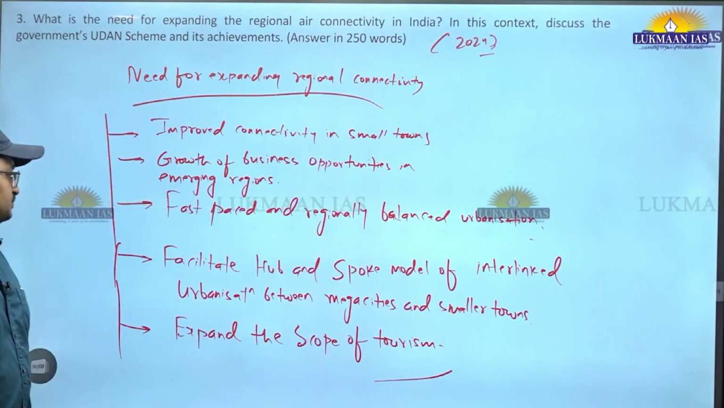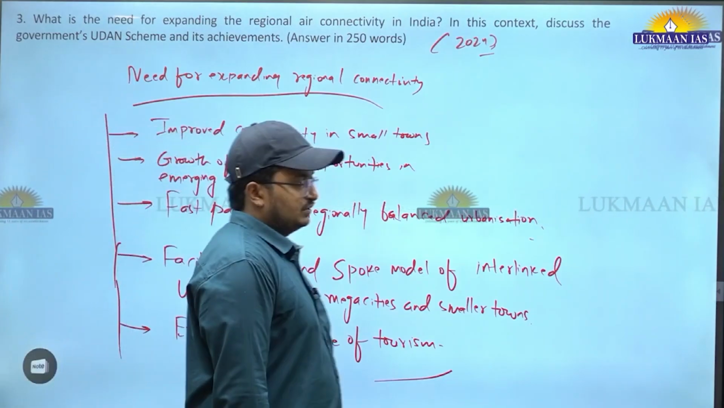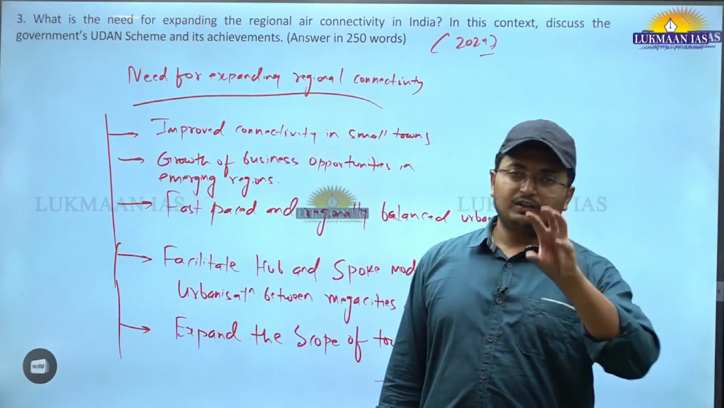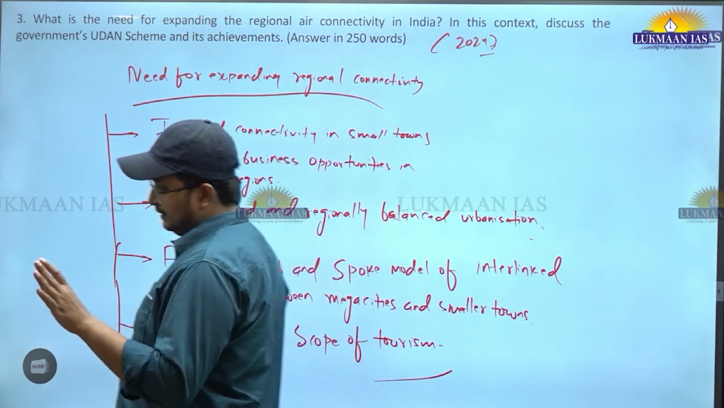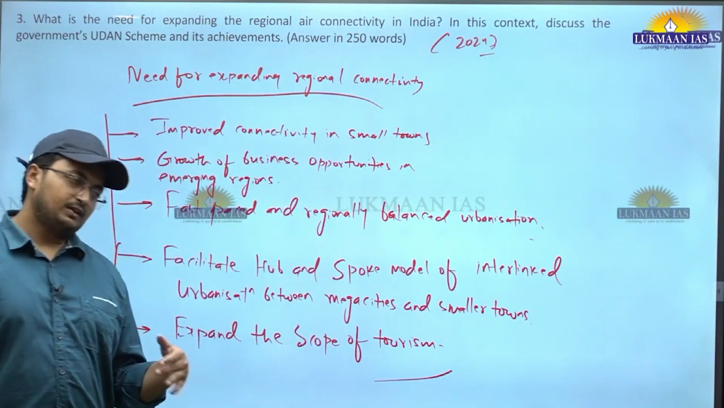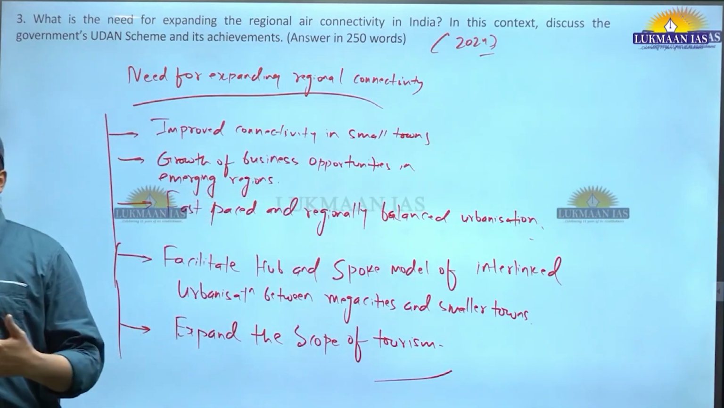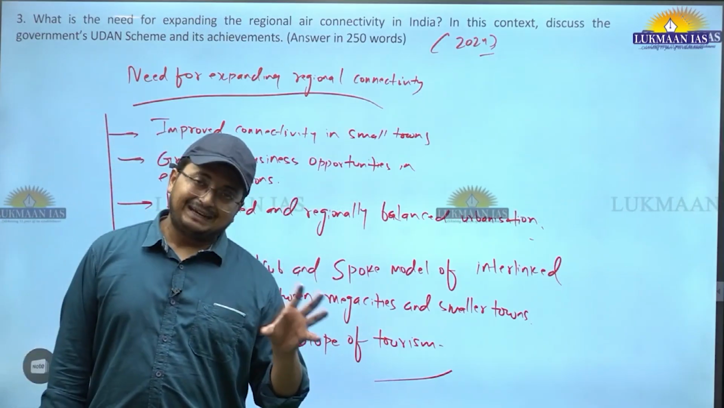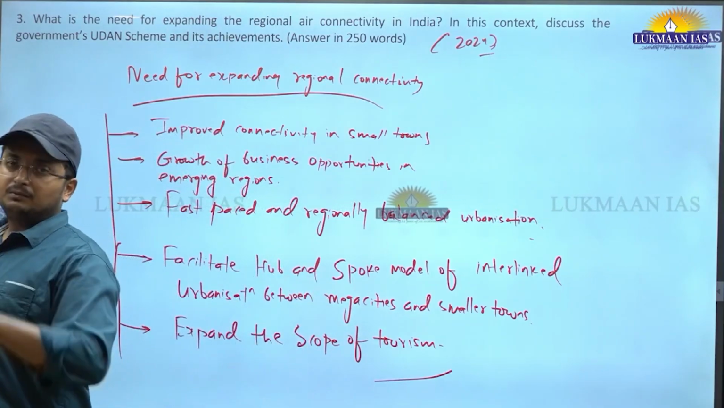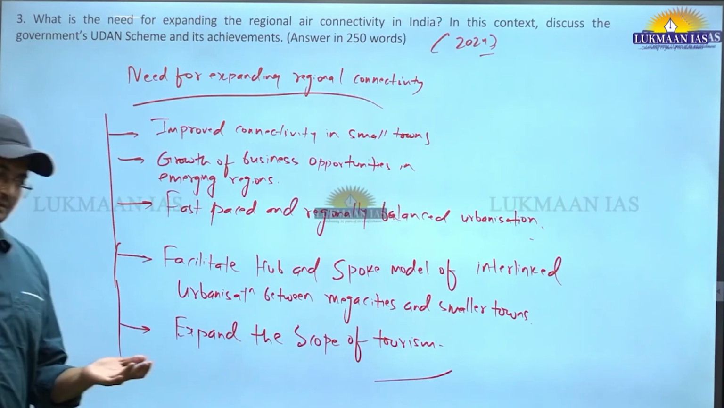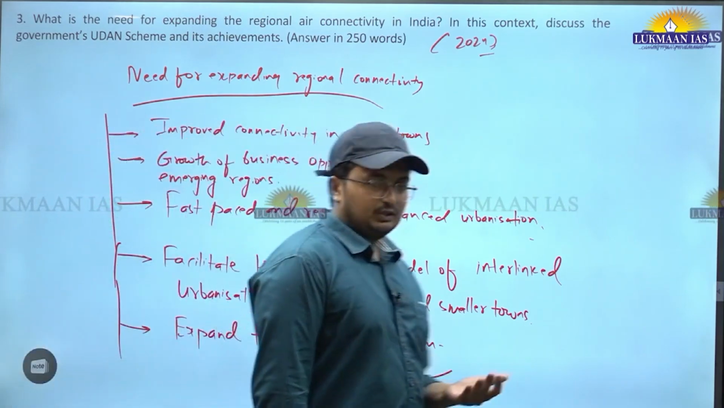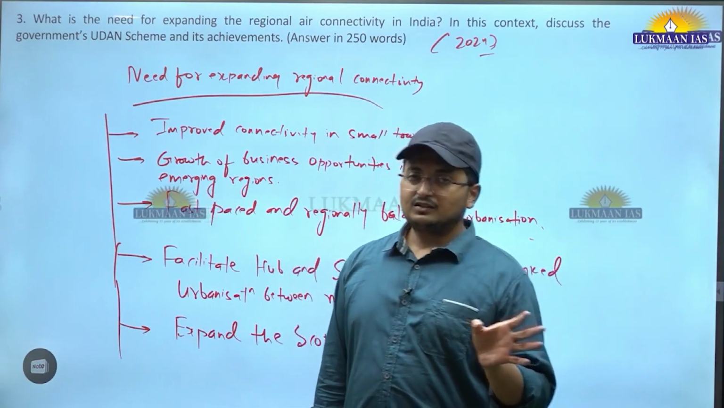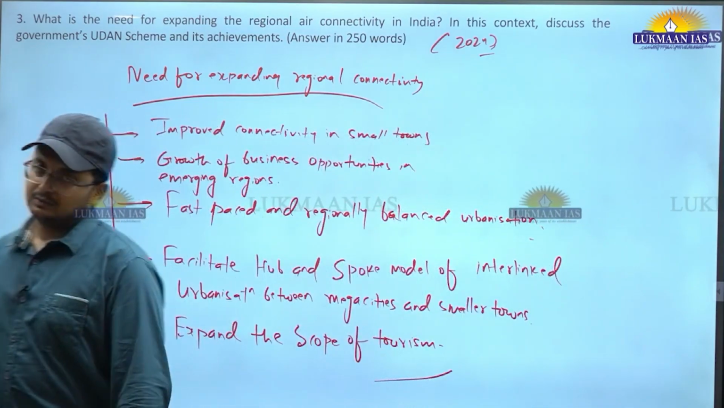Then fast paced and regionally balanced urbanization. So we have seen that urban islands have been created in a few pockets, specifically in the southern region and western region, where many more urban centers have developed. However, with the regional connectivity scheme, new towns, new areas are being developed even in traditionally backward regions like Mithila in Bihar, even in some regions of Odisha, as far as the northeast. The urbanization is now becoming more balanced.